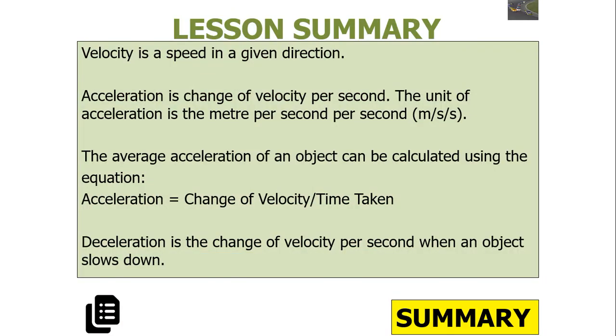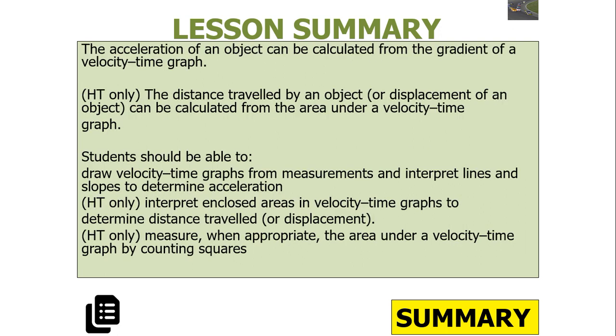So let's just summarize what we've learned so far. The velocity is a speed in a given direction. Acceleration is a change in velocity per second, and it's measured in meters per second squared. The average acceleration of an object is the change in velocity divided by the time taken, where deceleration is the change in velocity every second when an object slows down. The acceleration of an object can be calculated from the gradient of a velocity time graph, and you can also calculate the distance travelled by an object from the area under a velocity time graph.